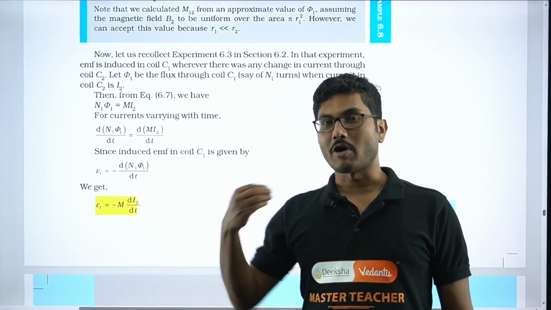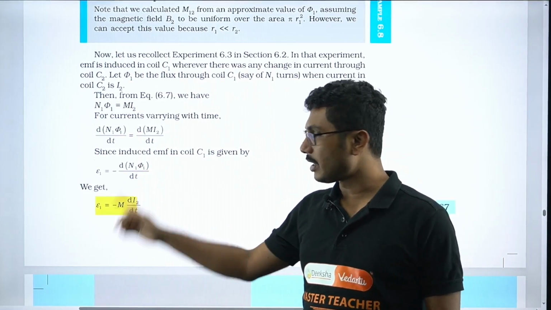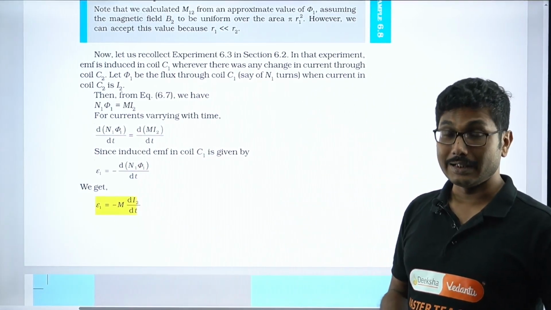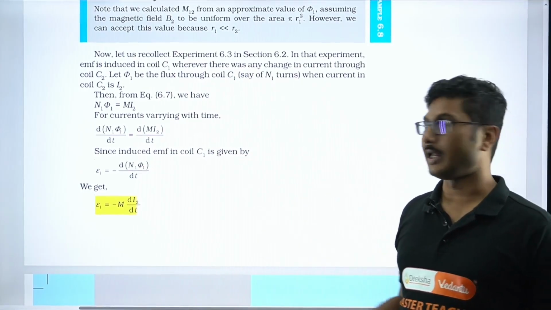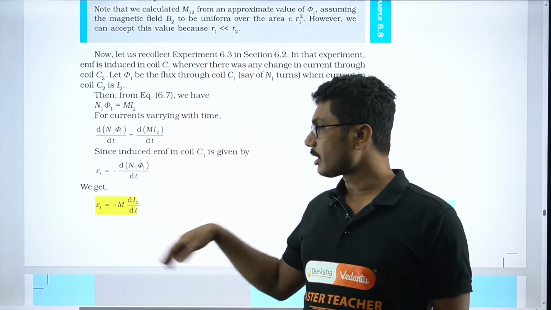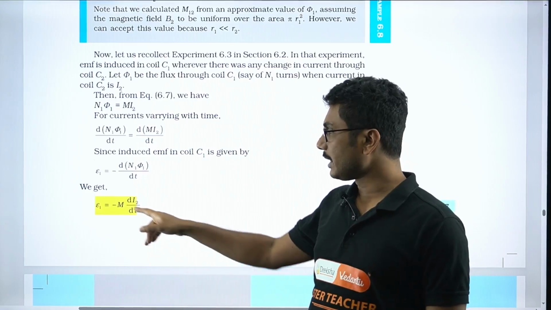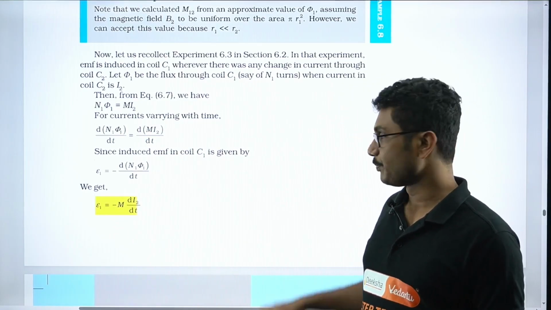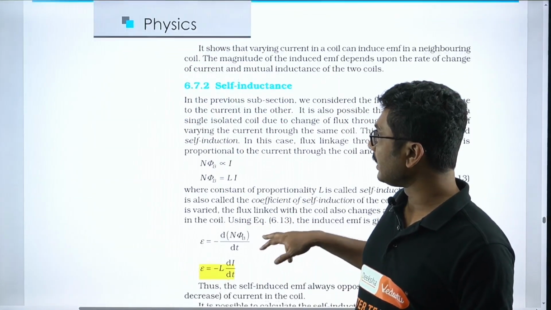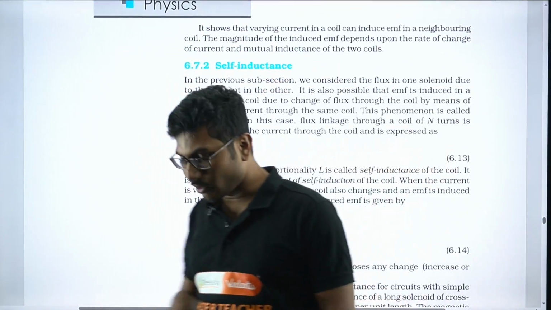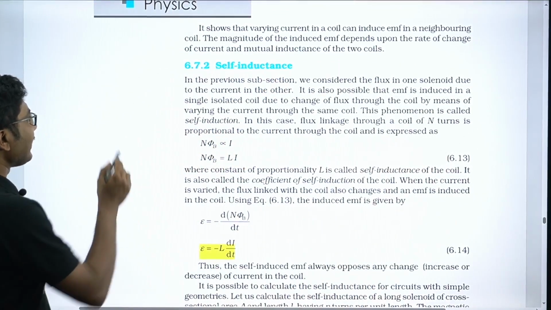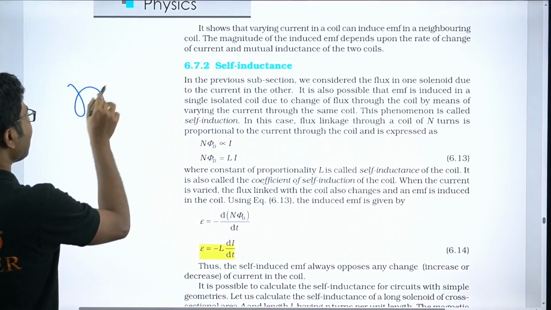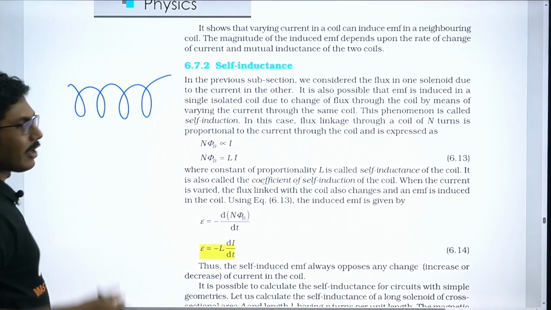So when you are talking about two coils and you want to know how much is induced on the second coil due to the first coil, or in the first coil due to the second coil, then you can use this formula, epsilon 1 is equal to minus M di by dt. Similarly, there is another thing called self inductance. What is self inductance? Self inductance is for a single coil, only one coil is there.